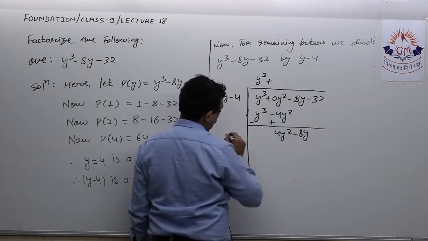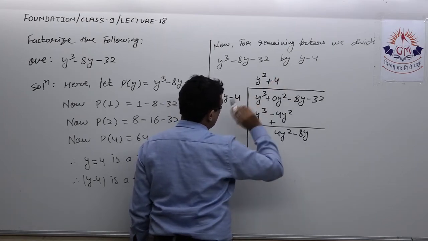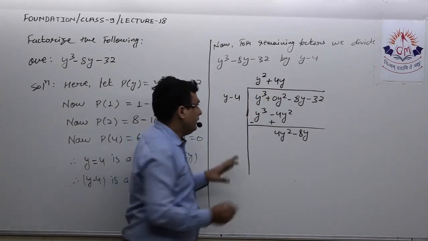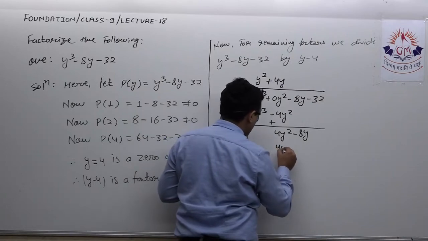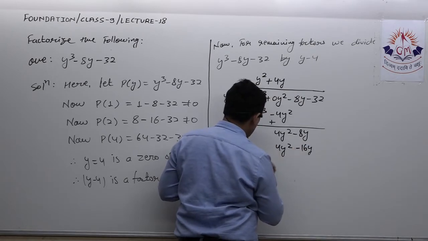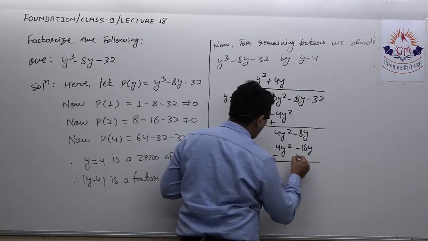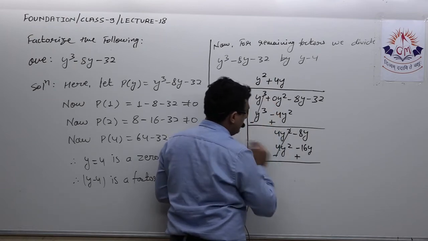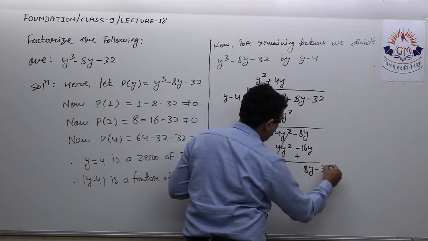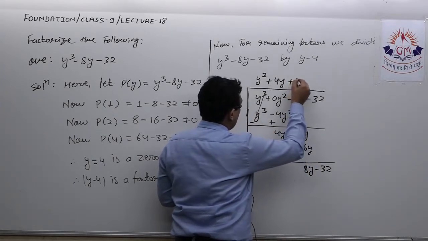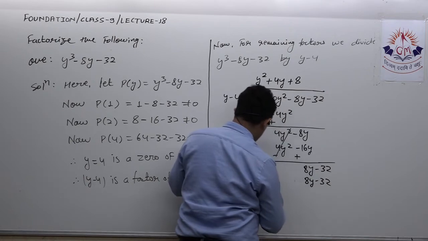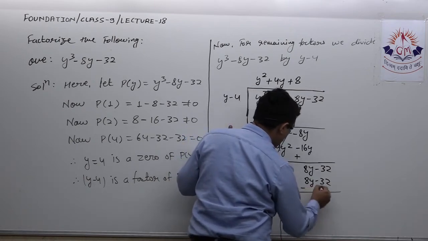Now plus 4y, because 4y square upon y gives you 4y. So 4y multiplied by y gives you 4y square minus 16y. Now here this will be negative, positive, so this will cancel out. Okay, so here I will get 16y minus 8y, that is 8y minus 32. Now plus 8. Okay, so 8y minus 32. So here all terms got cancelled.